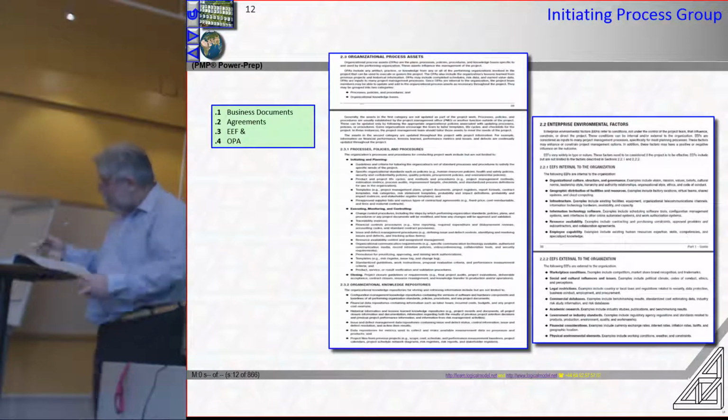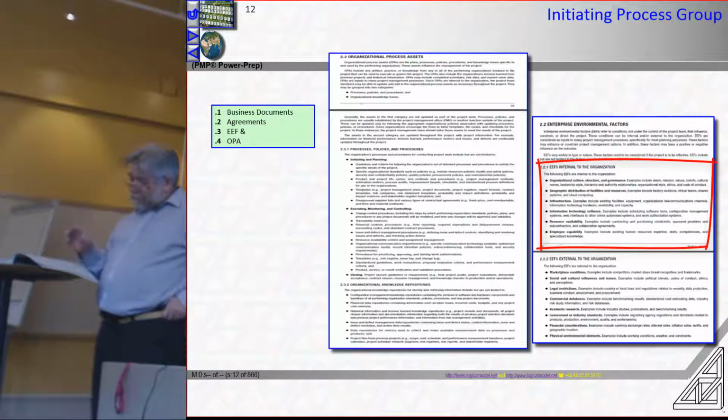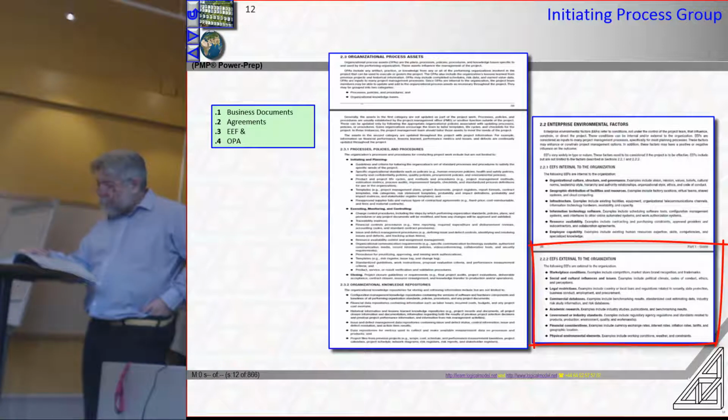There are 14 enterprise environmental factors listed here, and they are divided into those internal to the organisation but external to the project. So culture, facilities, infrastructure, IT, skill sets, and those external to the organisation: marketplace, culture again, legal, commercial, academic, industry, money, and physical or built, weather and the like.